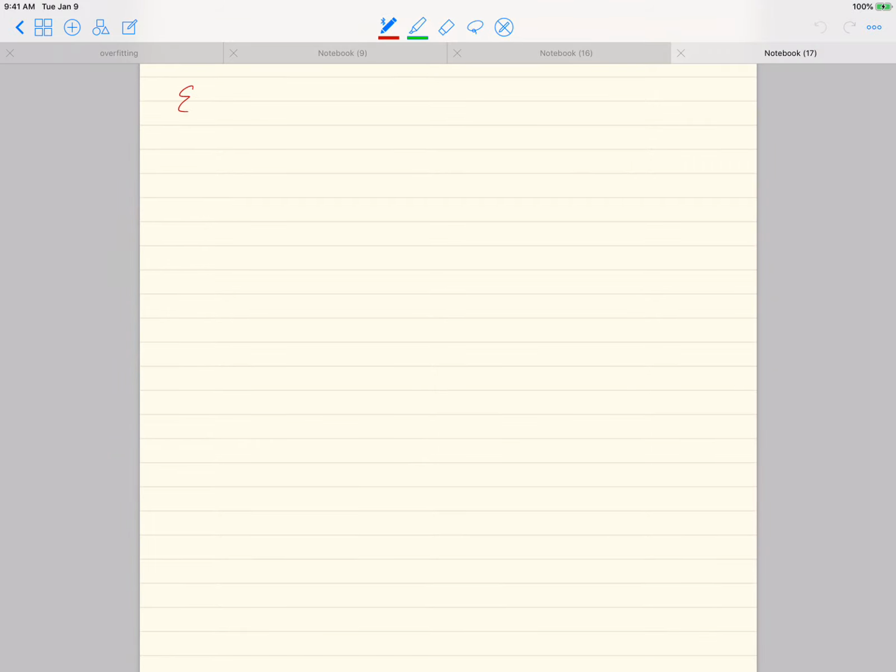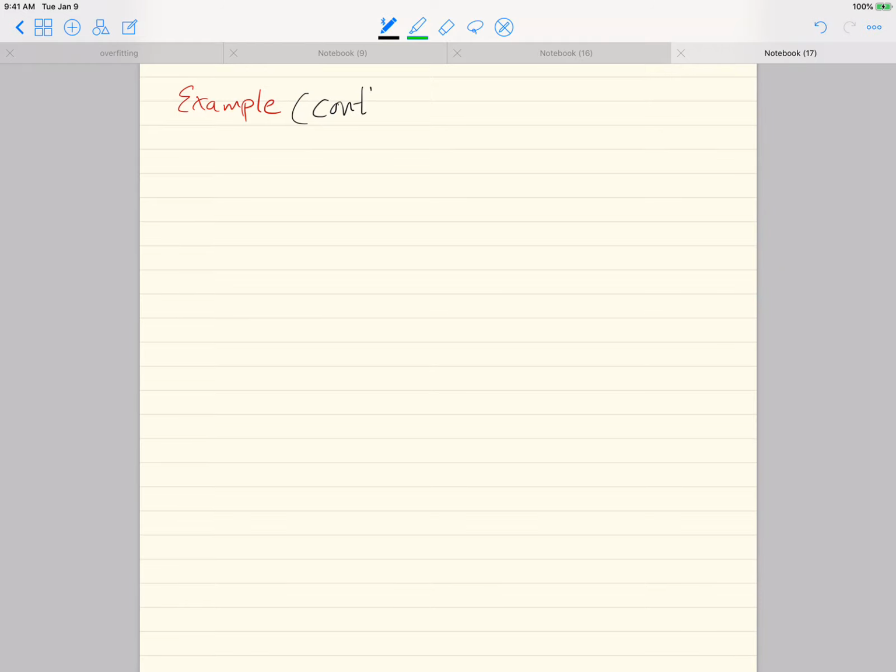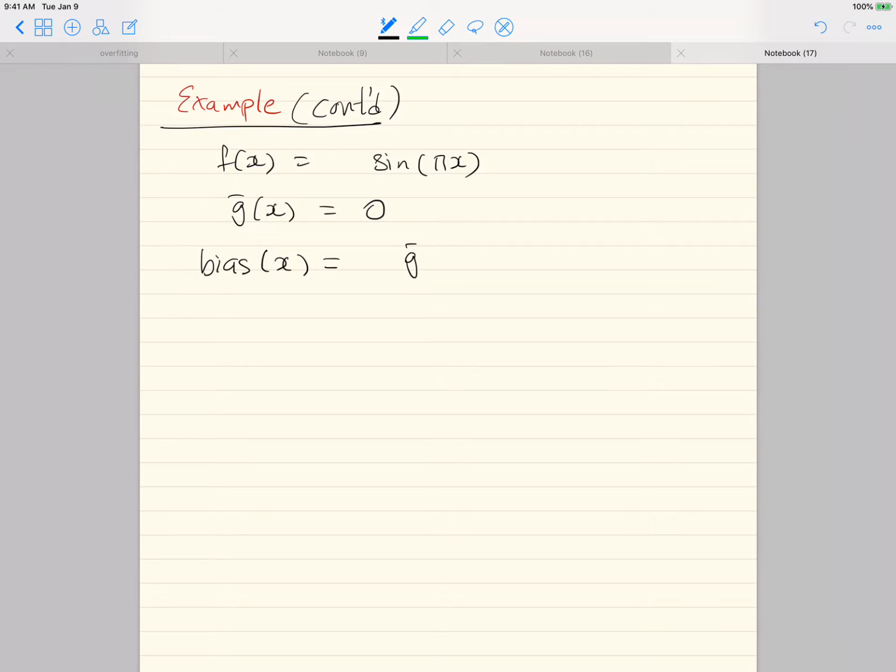So in our example, f of x was sine of pi x and g bar of x was 0. This is what we showed. The average hypothesis, the best approximation, is 0 all over. So the bias of x was the difference between the two, squared. That's sine square of pi x.